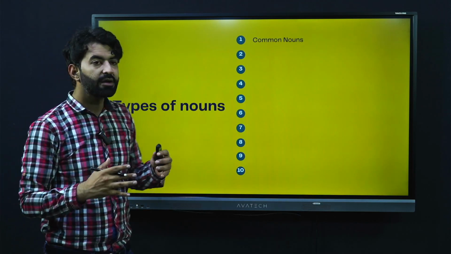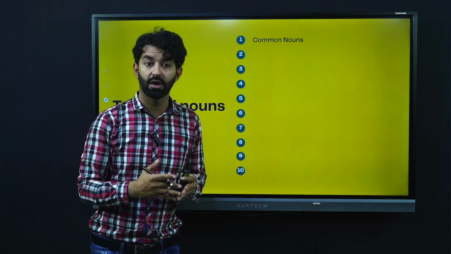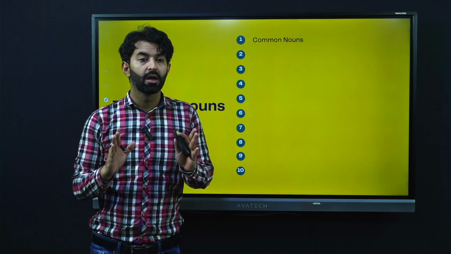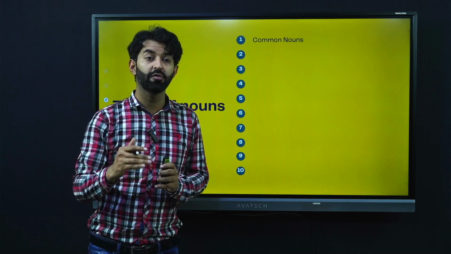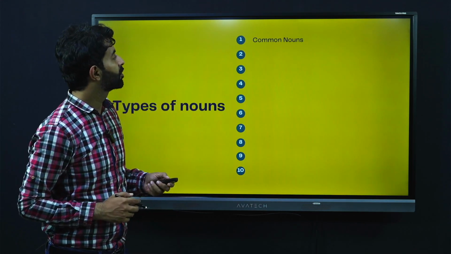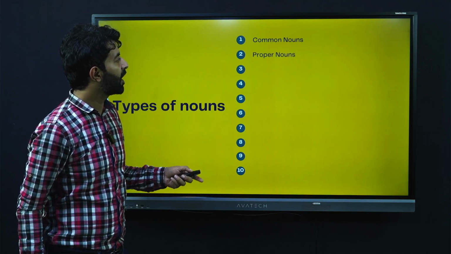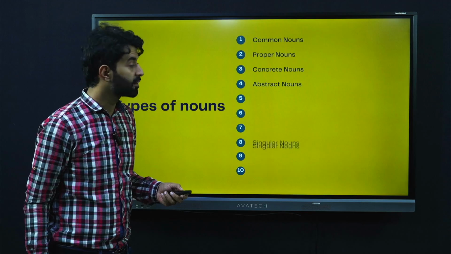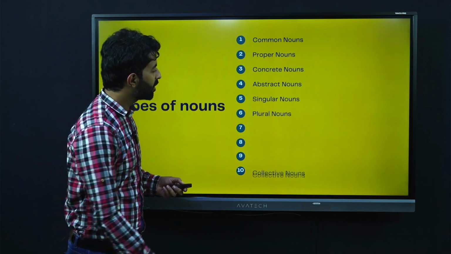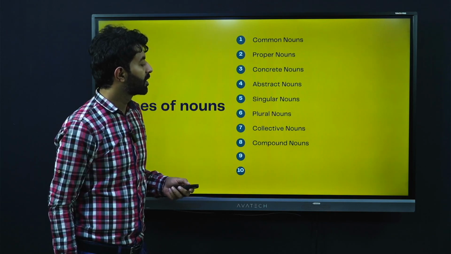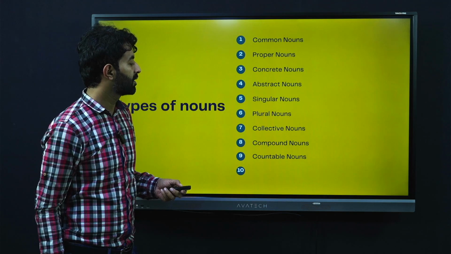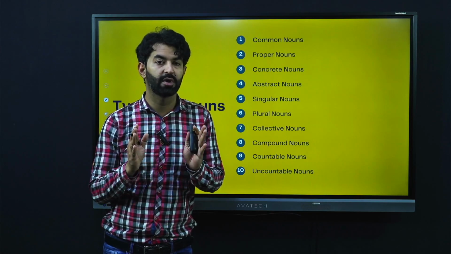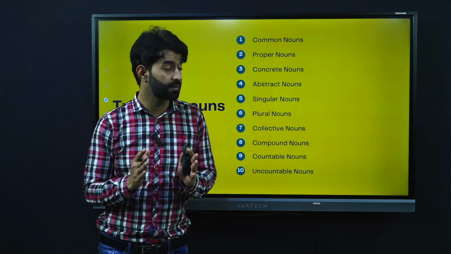Now, there are different types of nouns, just like there are different parts of speech, like nouns, pronouns, verbs, adjectives, etc. There are also types of nouns, and they are common nouns, proper nouns, concrete nouns, abstract nouns, singular nouns, plural nouns, collective nouns, compound nouns, countable nouns, and uncountable nouns. Now, we need to learn all these types of nouns in our video lesson.